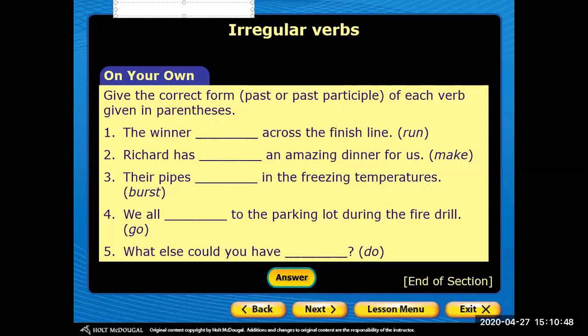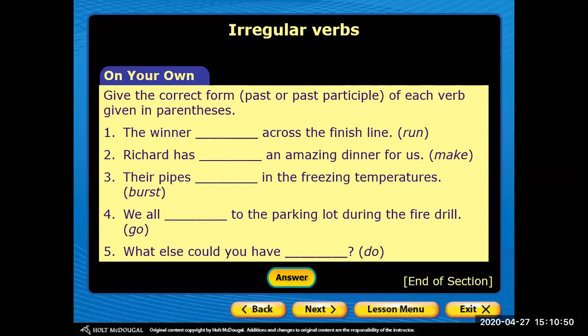Are you still with me? Okay, so meanwhile, I'm going to ask who's next. Mazen, can you read and answer the next question? We all went to the parking lot during the fire drill. Very good. So it will be went. Why, Mazen? Because it's past, not past participle, because there is no helping verb before it.